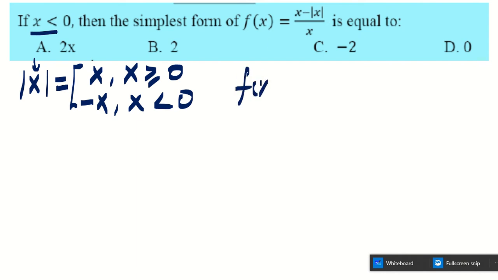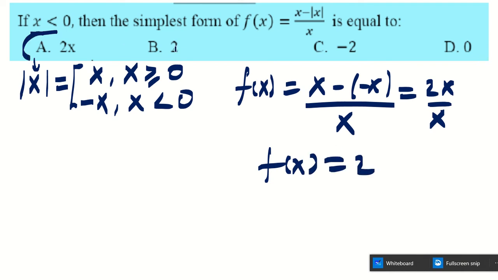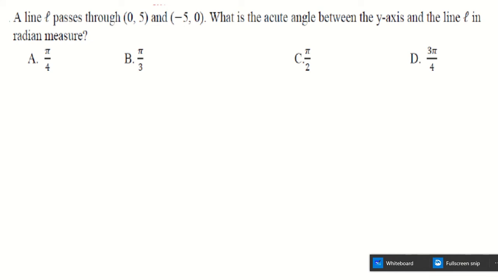So the function f of x will be x minus negative x, the whole over x. Negative negative will be plus, so 2x over x. So the function f of x will be 2, which is found in B. The next question, the second one.